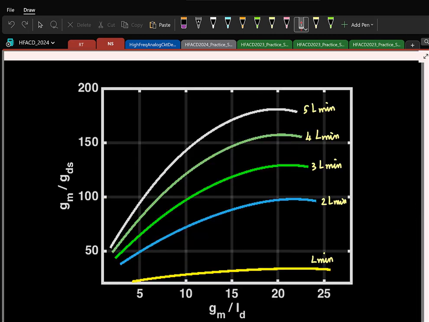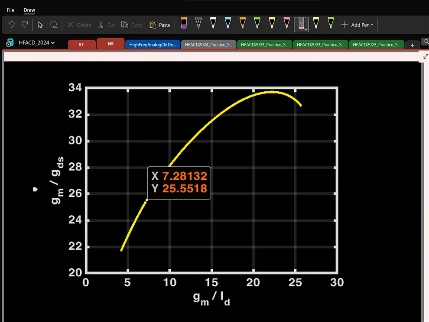Remember, before that I need to decide the length. So I'm plotting GM by GDS versus GM by ID for different lengths: minimum length, 2, 3, 4, 5. I want to get a gain of around 25, so that's somewhere around here. What length do you think I can use? Minimum is enough. There is no harm in using a longer length, but minimum is good enough. So let us choose the length to be minimum. And this is the plot only for the minimum length.